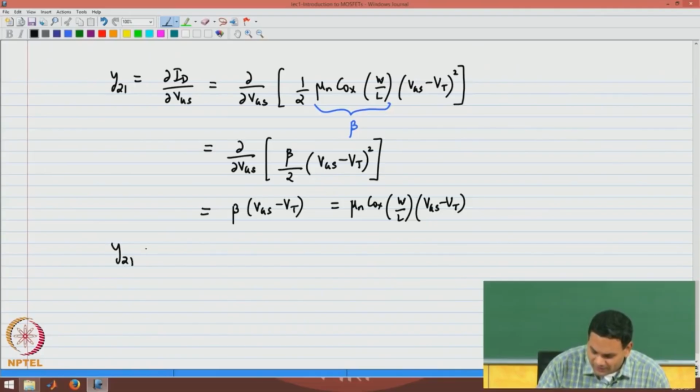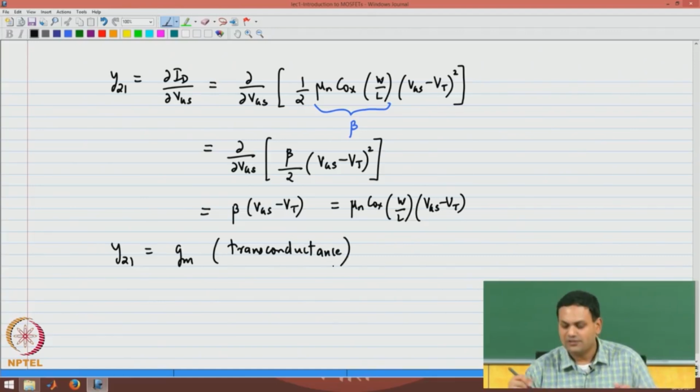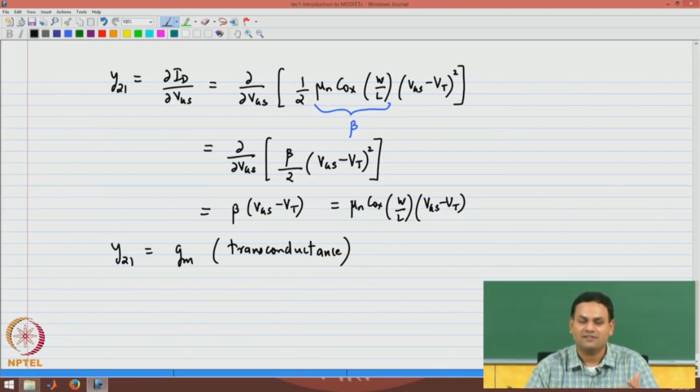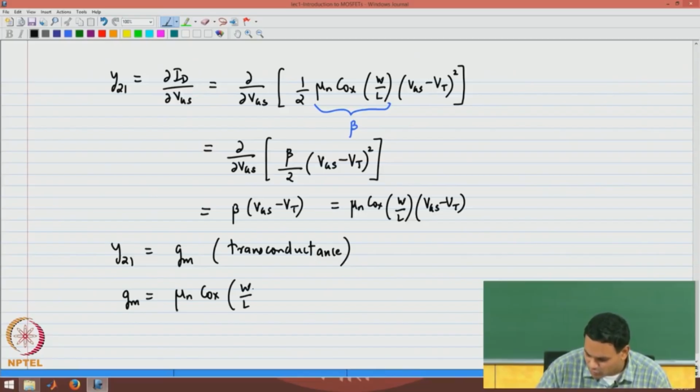Y21 is also called the transconductance or GM. Please note that a normal conductance is a single port parameter. So, you talk of resistance and conductance for a 2 terminal 1 port element. In this case, the controlling voltage is at the input port, but the conductance is seen at the output port, therefore, it is called a transconductance. So, the first expression for GM is mu n C ox W over L into VGS minus VT.